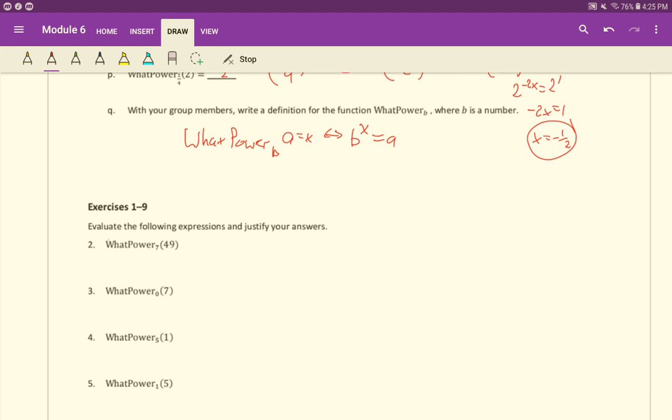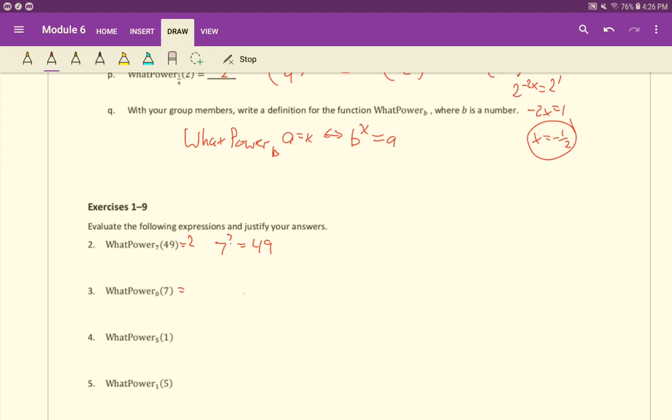So we're just asked to evaluate the following expressions and justify our answers. The justification part I'm not going to worry too much about, but at least evaluate these. So again, what power of 7 gives you 49? That's what these are really asking us to do. Another way you could say this is 7 to what power gives us 49, and this is going to be our answer. So what power would that be? It's going to be 2.